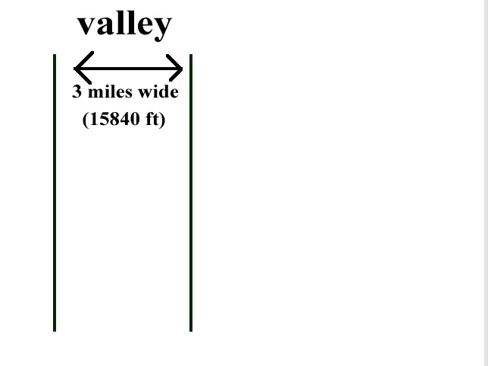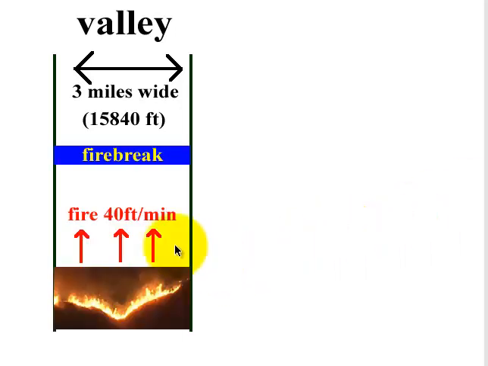What else do we know about that valley? That there's a fire, and it's going 40 feet per minute. So the firemen have to come in and build a fire break. A fire break is where they come in and they either chop down all the trees or burn them down before the real fire gets there, so the forest fire cannot jump across. That's what a fire break is.